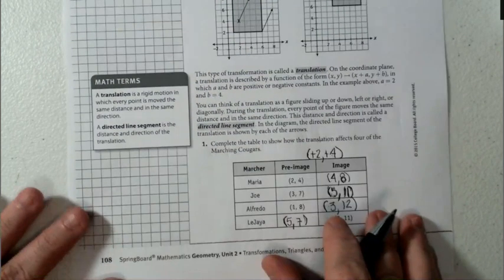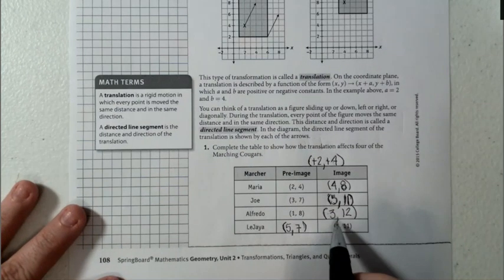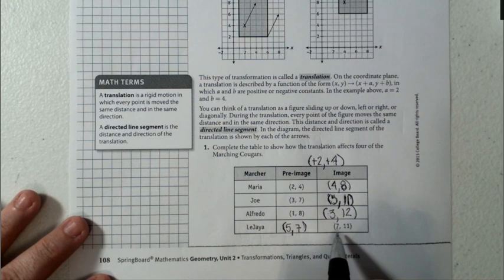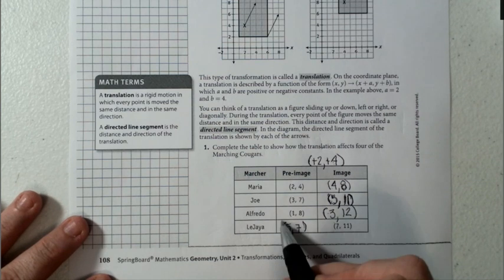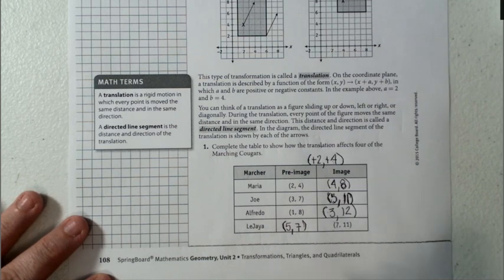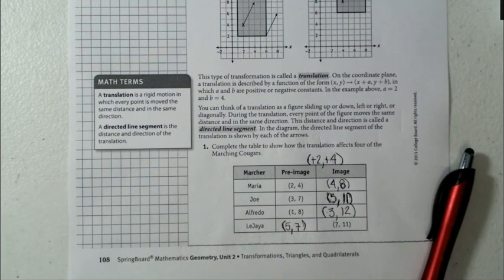Now, the one problem here is that this one gave us the image and not the pre-image. So we have to go backwards. 7 minus 2 equals 5. 11 minus 4 equals 7. On to your debriefing question for this section.